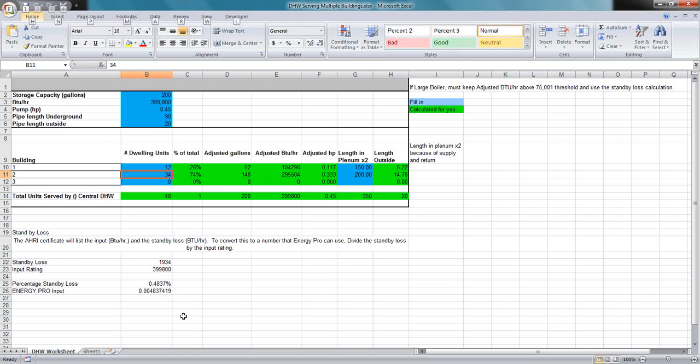Sorry, Mike, just to touch on that, I put the standby loss calculation at the bottom of that sheet, so it might be something good for other partners to do if they need to keep that standby loss calculation close by. Thanks.